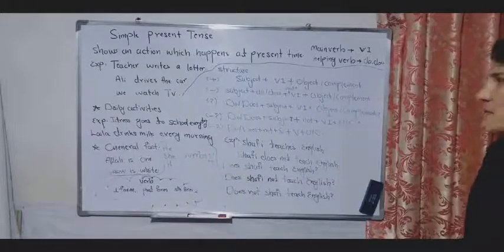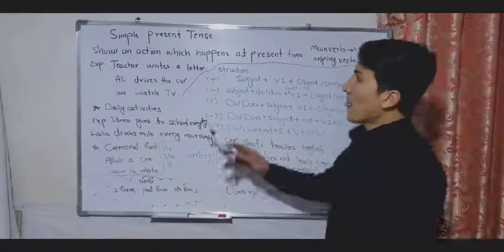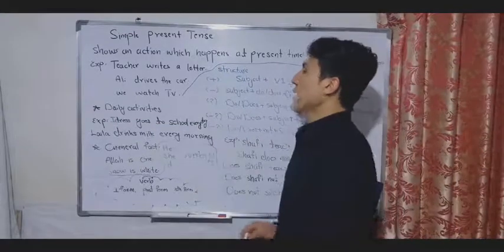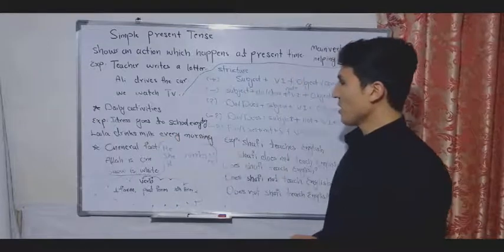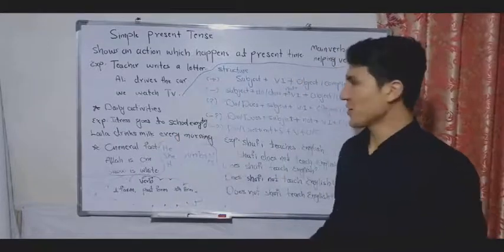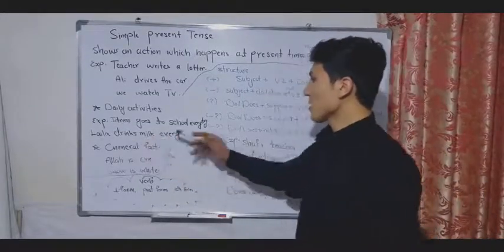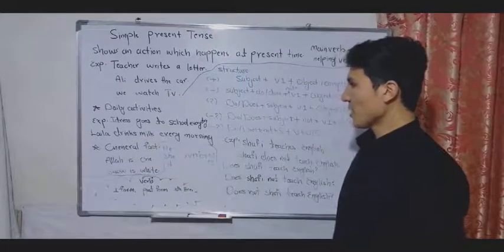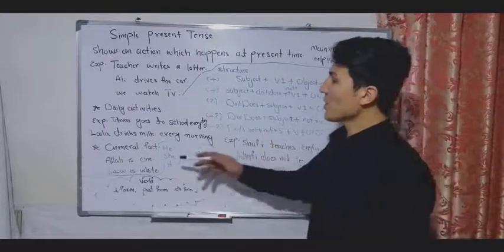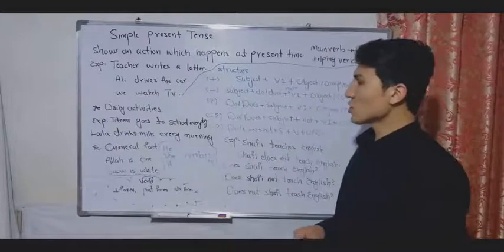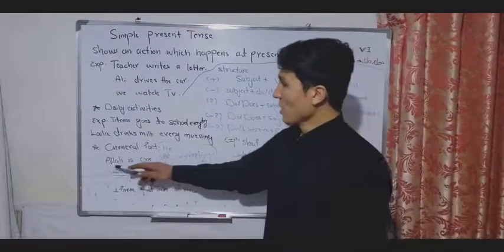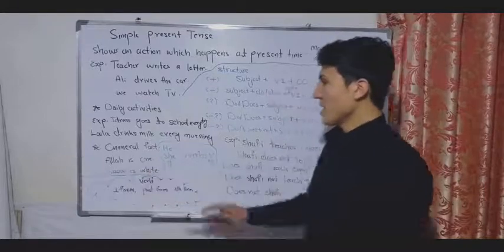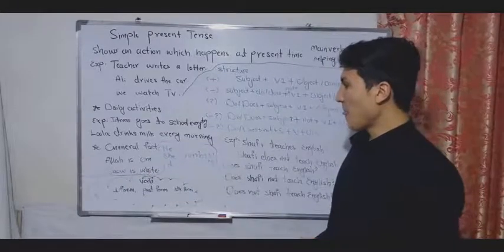Another definition for simple present tense is that it shows daily activities. For example, Idris goes to school every day. I go to university every day. Laila drinks milk every morning. Another definition is that simple present tense shows general facts. Allah is one, the snow is white. These are general facts.